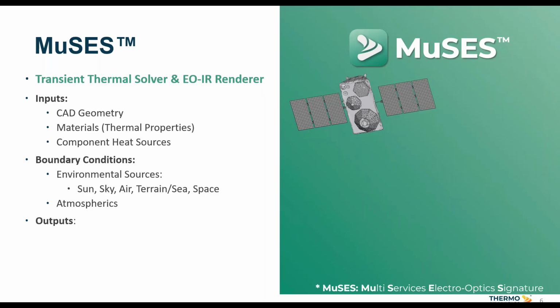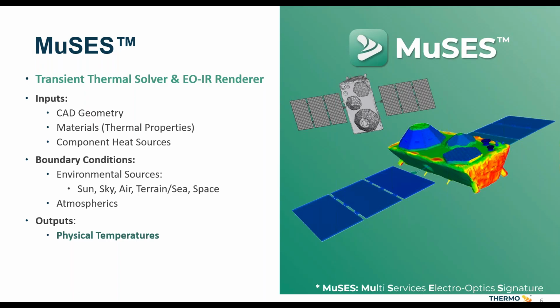So we will be using MuSES for all the analysis that will be presented today. First, I wanted to talk just briefly about what MuSES is as it pertains to today's webinar. MuSES is a transient thermal solver and EOIR rendering tool. As you can see on the right, the inputs are 3D mesh geometry, and then we apply to that various thermal material properties, heat sources, environmental and boundary conditions, and that lets us perform our thermal simulation, where we predict the physical temperature of all the surfaces of the satellite system.